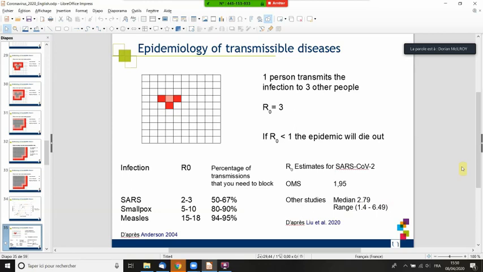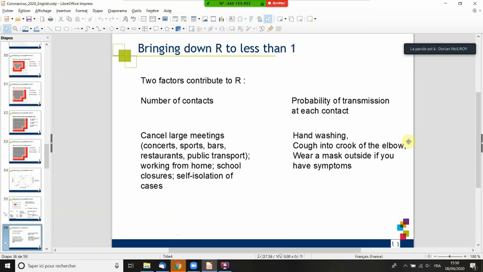Okay, so what do you need to do to bring R down to less than 1? Well, there are two factors that contribute to R. One is the number of contacts each infected person has, and the other one is the probability that the virus is going to be transmitted for each contact. And you can try to reduce both these things, right? Reducing the number of contacts is the isolation: shut down bars and restaurants, cancel sporting events, close public transport, close the schools. All of this reduces the number of contacts that we have with other people every day. And then reduce the probability of transmission: wash your hands, cough into your elbow, wear a mask outside. That's why you need to do both things.